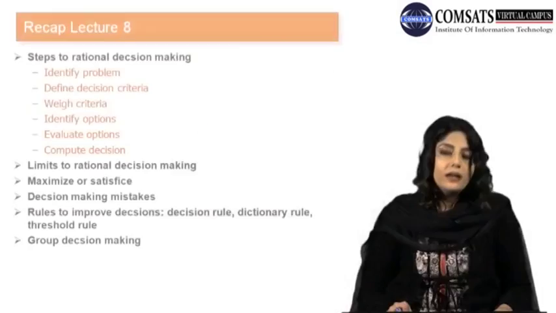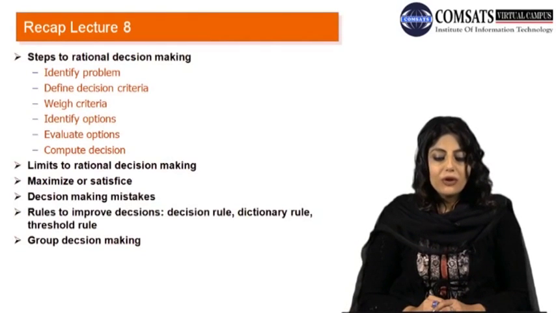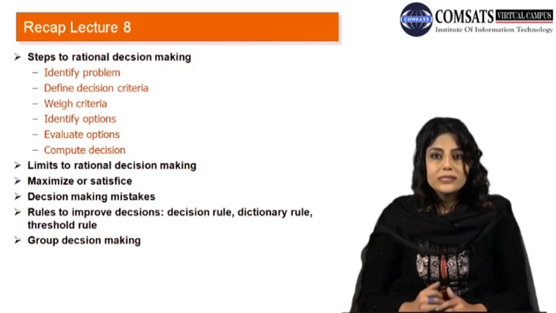Before we start with the contents of the lecture, I would like to have a recap on lecture 8. In lecture 8, we had a discussion on what rational decision making is, how managers make decisions, and what the different constraints are that managers face while making decisions. So we started off, as a first step to rational decision making, with the identification of the problem.